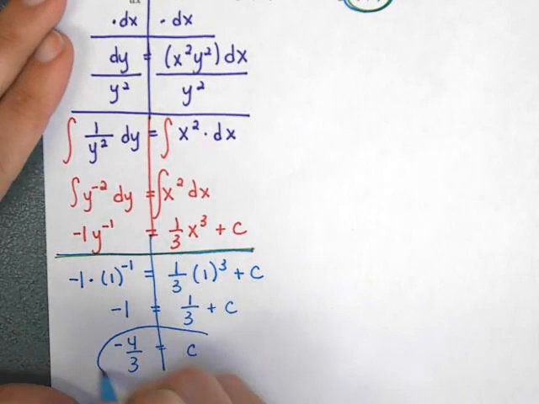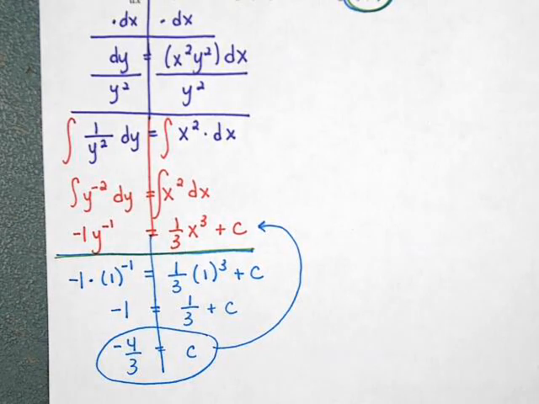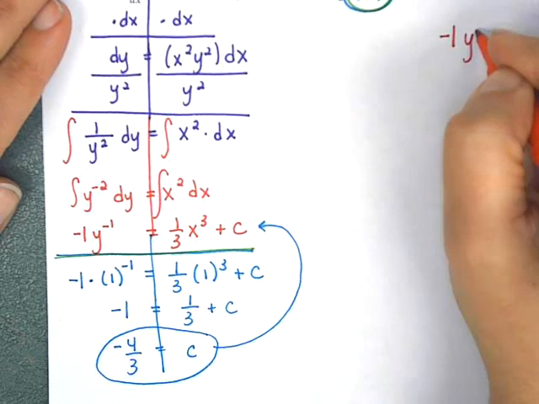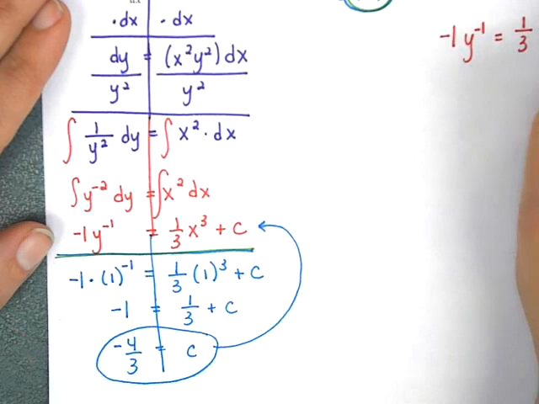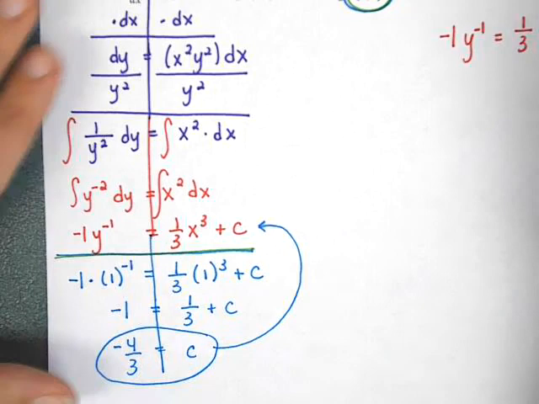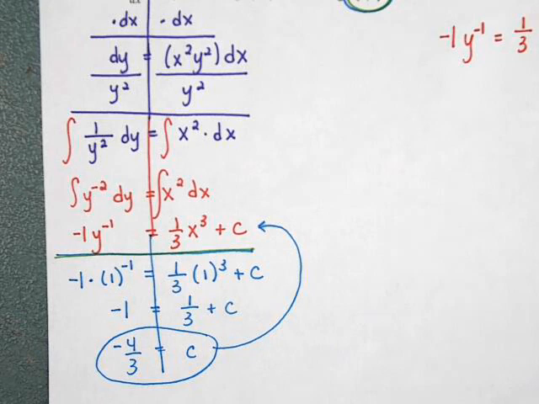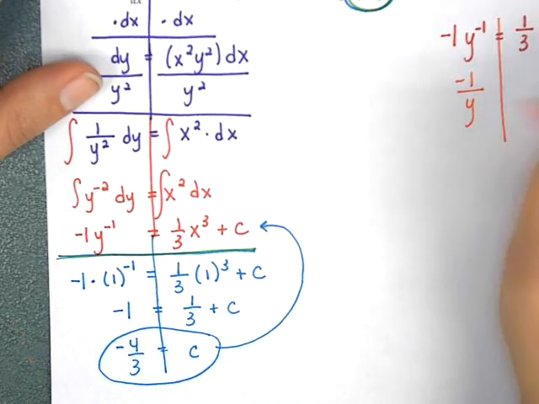Now that I have that exact value of c calculated, I'm going to plug it back into this function, and I'm going to go ahead and isolate y after that's plugged in. So I'm going to have -1 times y to the -1 equals 1/3 x cubed, and instead of c, I'm going to write -4/3. Now I think instead of leaving the function like this, it's actually easier to isolate y if I rewrite this like this: -1 over y equals 1/3 x cubed minus 4/3.